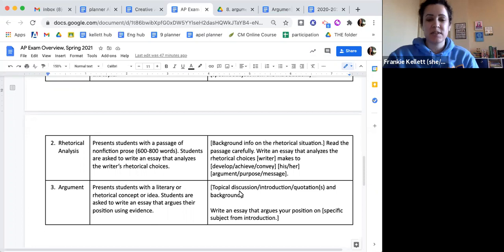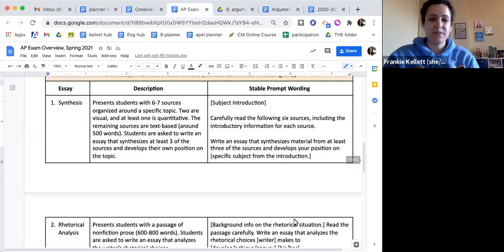So usually it gives a topical discussion, an introduction or quotations or background information. So it kind of just gives you a little bit of context about what they're going to ask you. And then it says, write an essay that argues your position on blank. So whatever your position is. And then you just go from there. You think of whatever examples from the real world or from your personal life that you can.